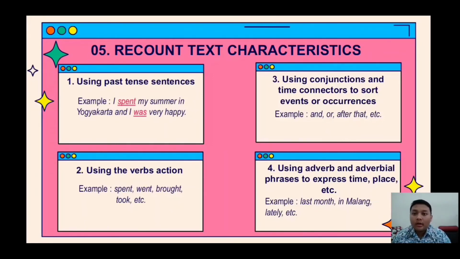Number 3. Using conjunction and time connectors to sort events or occurrences. Example, and, or, after that, etc. Number 4. Using adverb and adverbial phrases to express time, place, etc. Example, last month, in Malang, lately, etc.